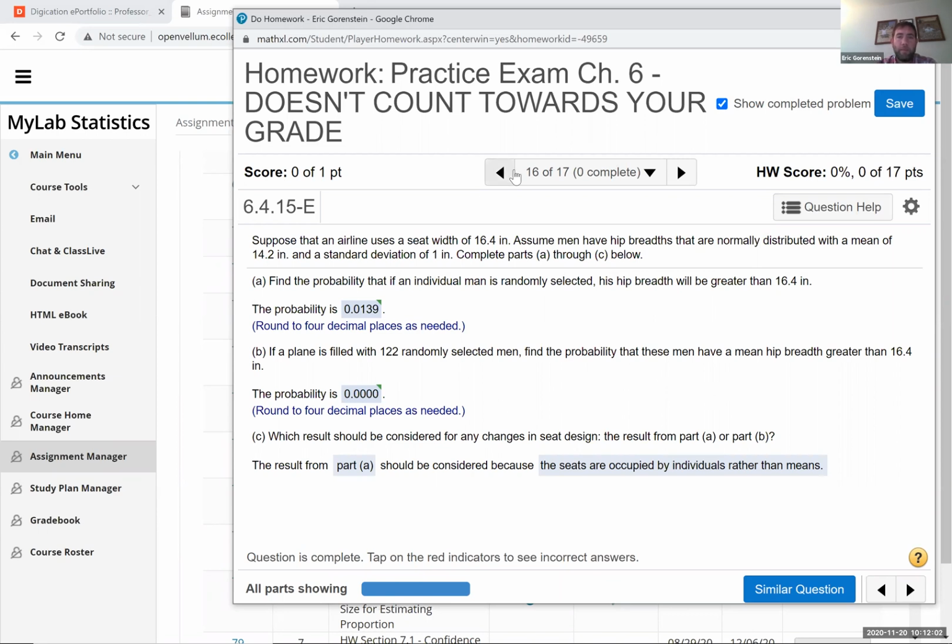All right, so this is problem 16 on the practice test. Suppose an airline uses a seat width of 16.4 inches. Assume that men have hip breadths that are normally distributed with a mean of 14.2 and a standard deviation of 1. So we're given the mean and standard deviation. Part A says find the probability that if an individual man is randomly selected, his hip breadth will be greater than 16.4.